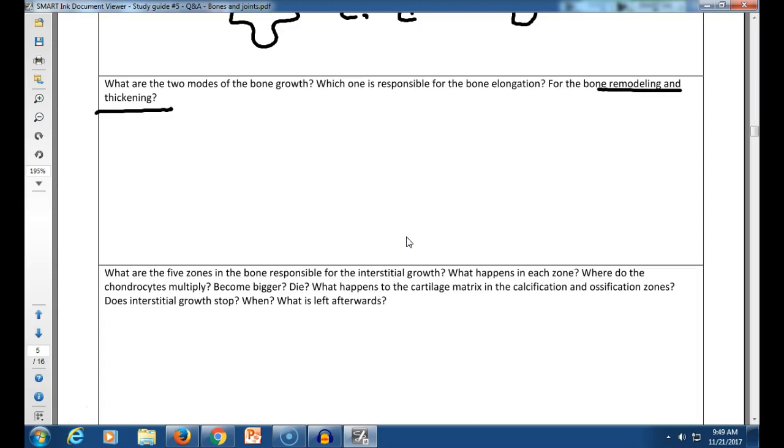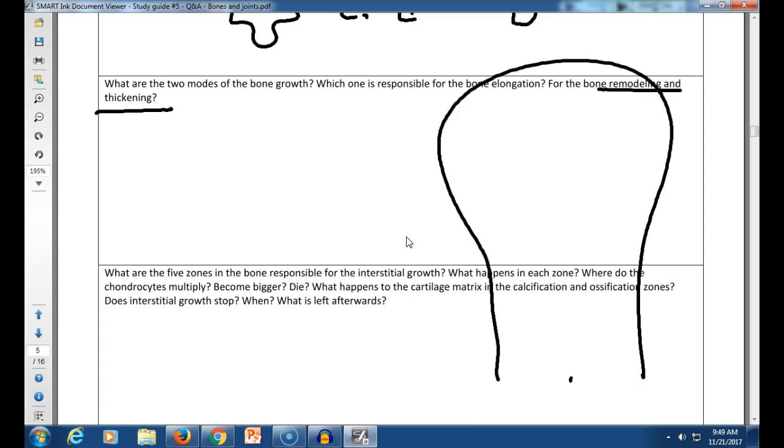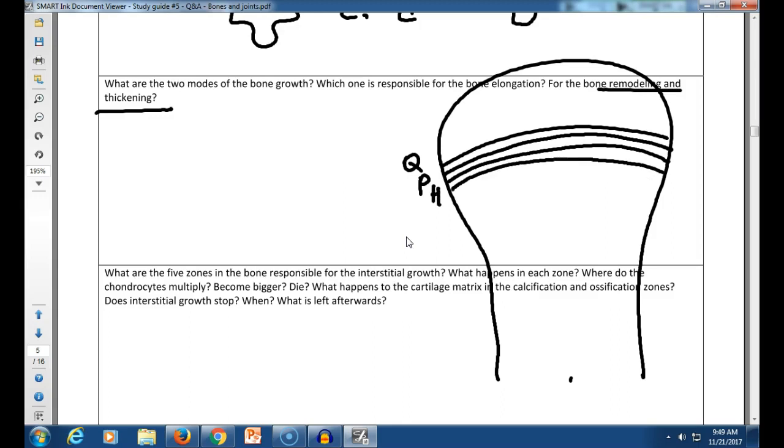If this is the epiphysis, and those are the lines, what's going to be the closest to the end zone? Quiescent, right? Or resting zone. Then you have what? Proliferation. Then you have hypertrophy. Then you have calcification. And then you have the ossification zone. Does that make sense?